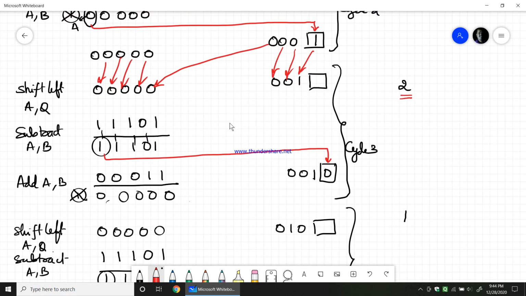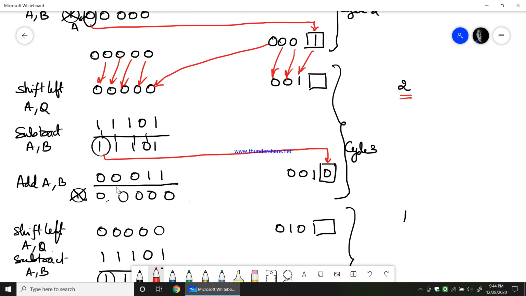After assigning Q0 to be equal to 0, you add A, B because now the number is negative. Therefore, you add A with the initial value of B. You will end up getting all 5 zeros. So I got 0, 0, 1, 0 and I decrement the counter. Counter became 1. Again, it is not 0.